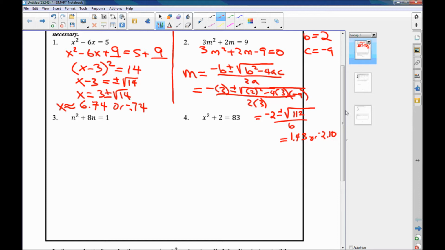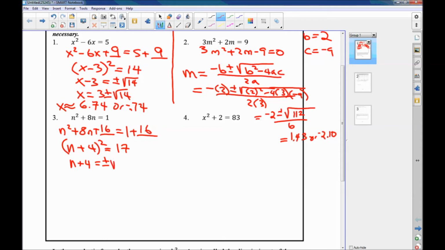Once again, this already is set up perfectly for the completing the square method, so I will do that one. So n squared plus 8n plus blank equals 1 plus blank. And then our blank is going to be 16, half of 8 squared. So this will factor into n plus 4 squared equals 17. And then I'll square root both sides.